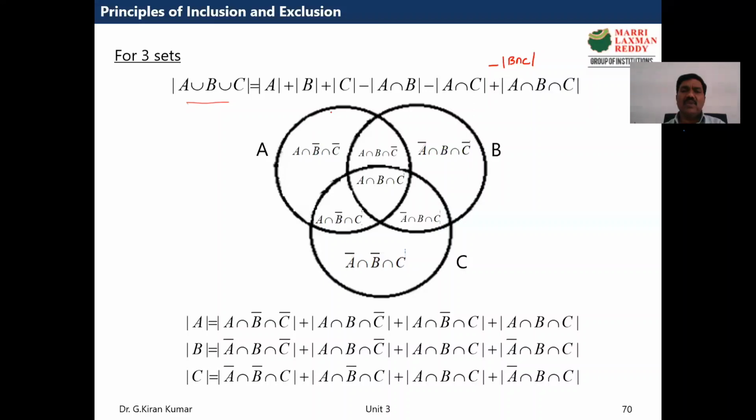You just see the diagram. We are adding these ones, A, then B, then C. So in this process, we clearly realize the intersection part of the two sets is added 2 times. So therefore, we deducted intersection of AB once, intersection of AC once, intersection of BC once. So when you deduct these 3 components during that process, this component has been removed an extra time. So therefore, we are adding it at the end.